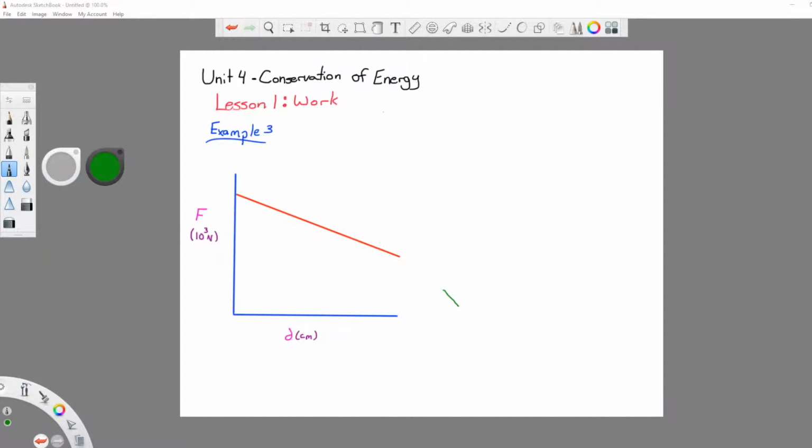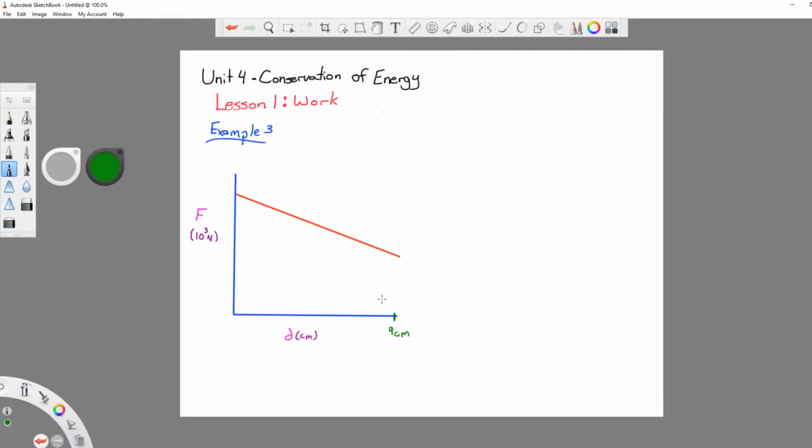So in this first example, we have a changing force acting on an object over a displacement of 9 centimeters. We're supposed to calculate the work done by this force. All right, so where are we going to get going on this here? I should have written on here that this distance is 9 centimeters.